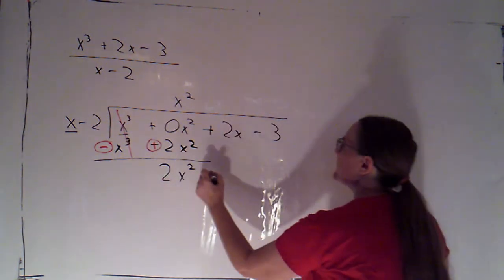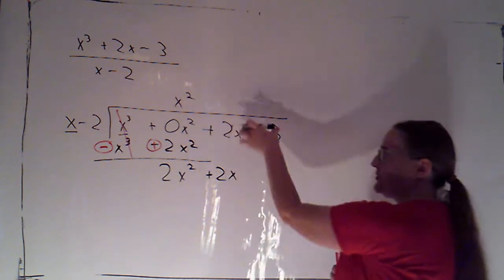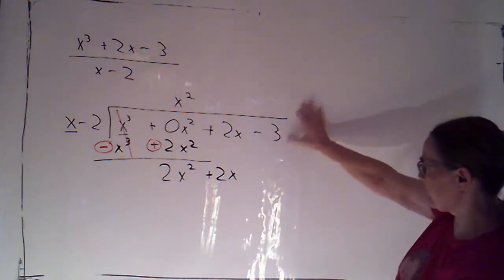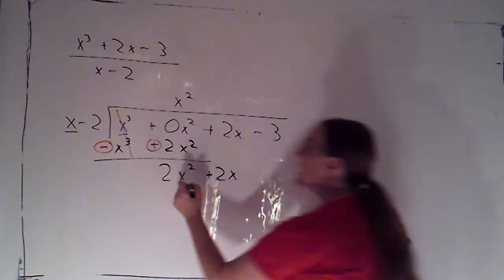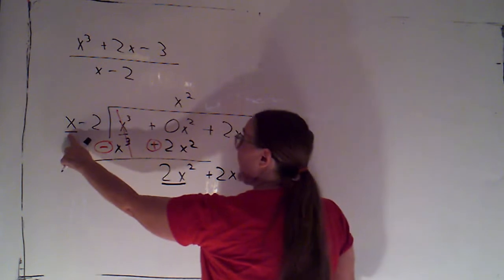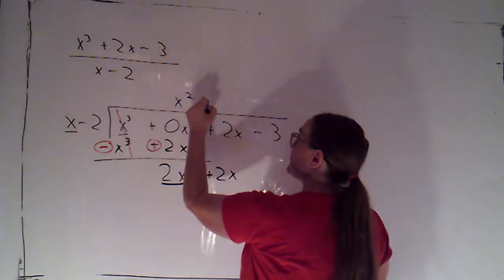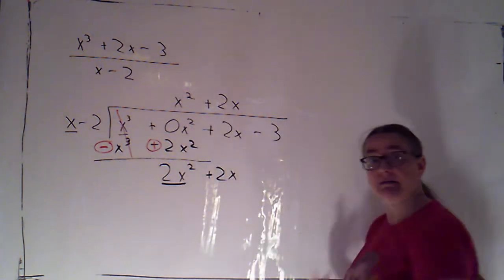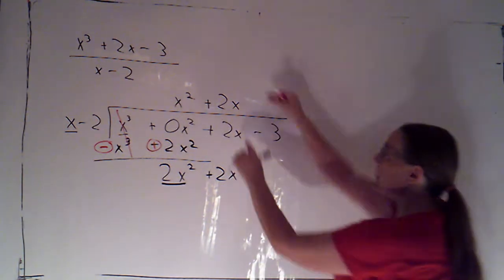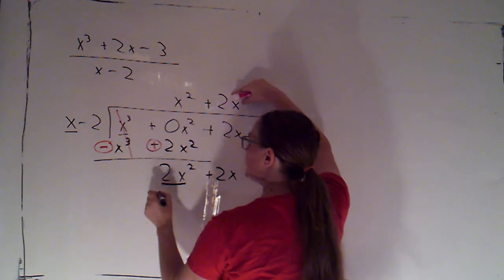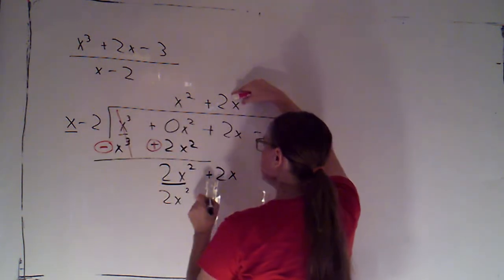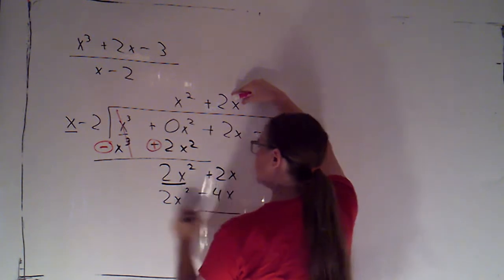I can bring down the next term. Some of you might like to bring down the whole thing. I usually bring down one term at a time, but I remember there's still some stuff up there. So we repeat. We look at our lead term. We say x, I would multiply by a 2x. So I'm going to add 2x to the list of things I'm multiplying by, which I'm writing up here. And then we multiply. 2x times x would give me 2x squared. 2x times negative 2 would give me a negative 4x.